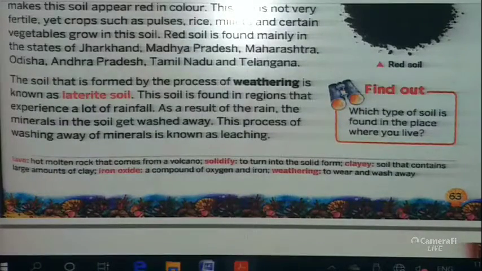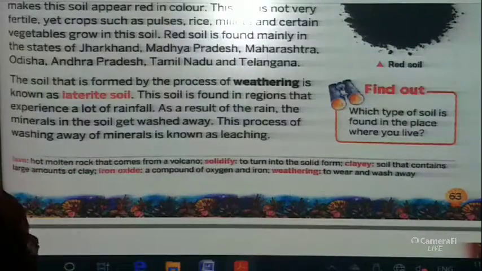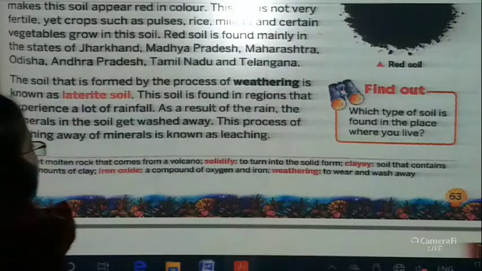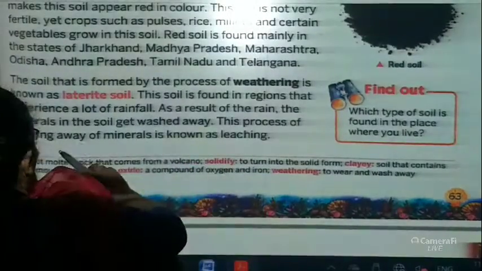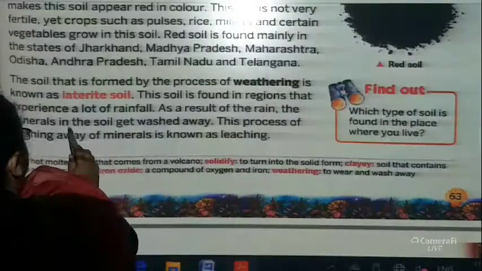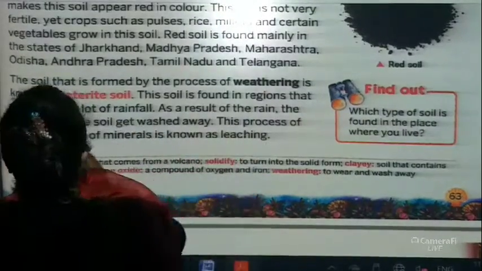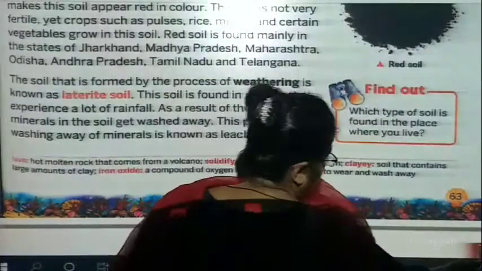So what is leaching, children? Washing away of minerals. Okay, why? Due to the rain it gets washed off. Okay. So you can underline from here, the minerals in the soil get washed away. This process of washing away of minerals is known as leaching.